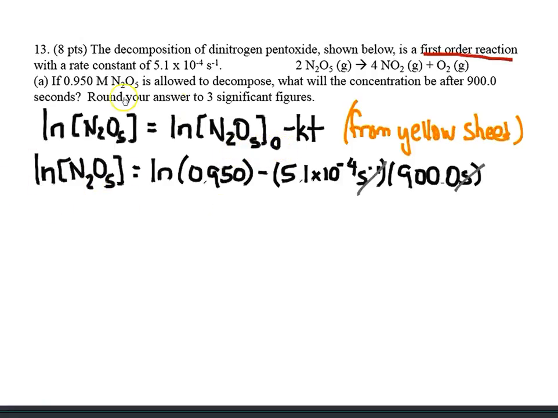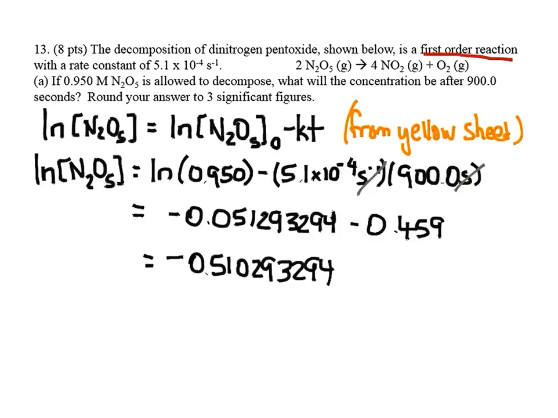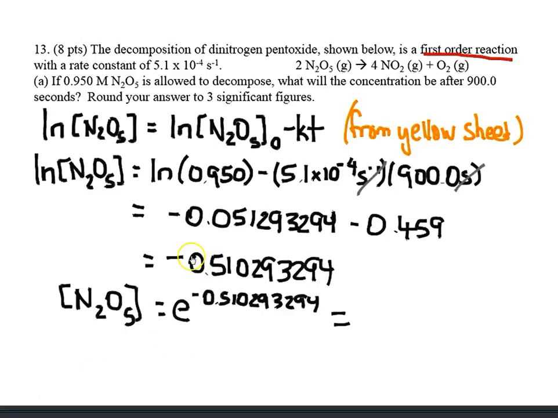So the sub-zero means the initial concentration. And then this is the concentration we're looking for. What is the concentration after this much time has passed? So you have to plug those numbers in, and you solve for that mathematically. You get that the natural log equals negative 0.51029.